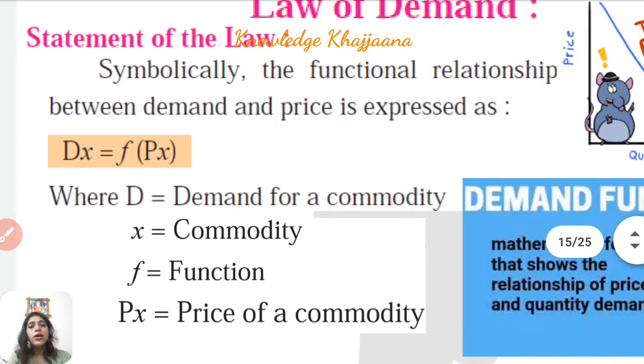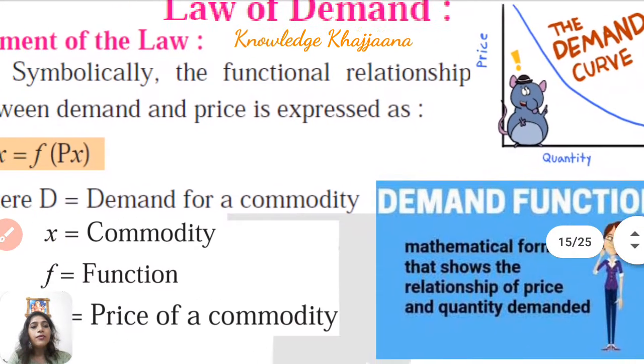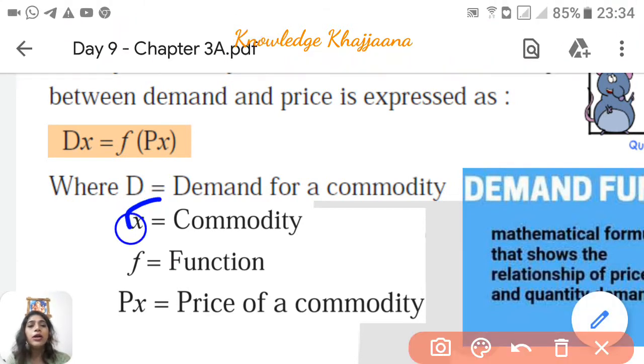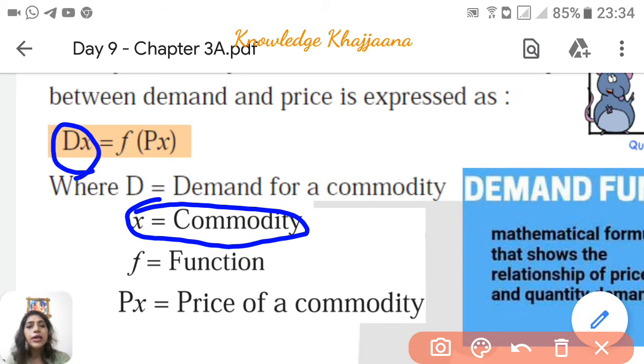Now see, in which way can we write it as a mathematical formula? D of x is equal to a function of P of x. What is this D? D is the demand for a commodity. Which commodity? Commodity X. Commodity means product. The demand for commodity X is what? It is the function of its price. What does this mean?